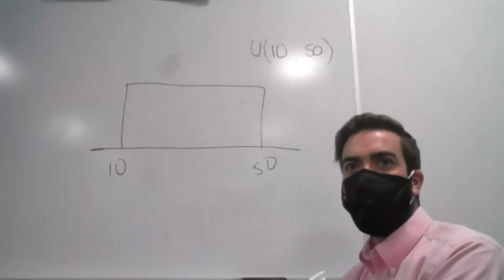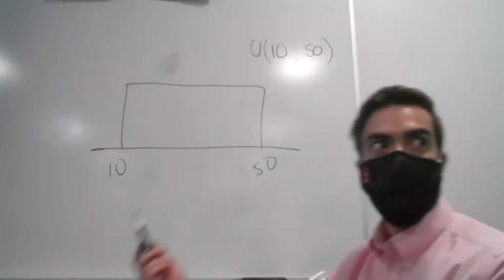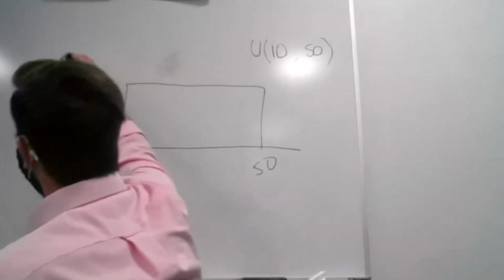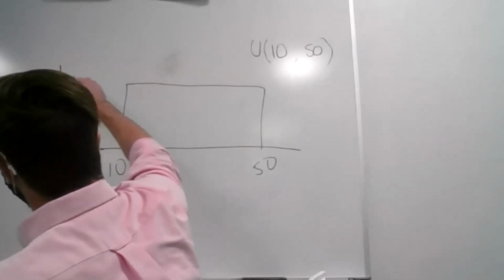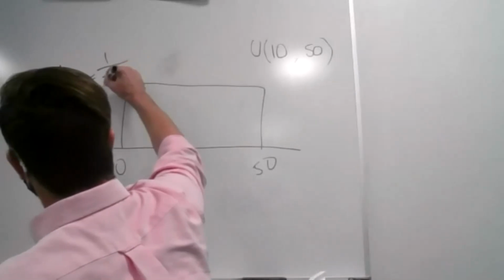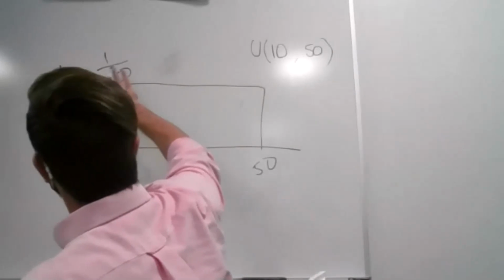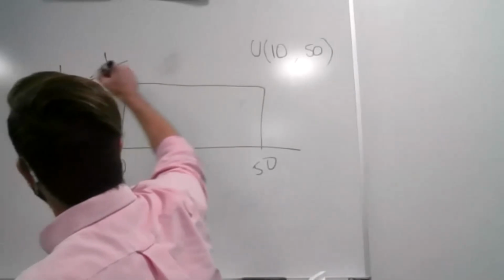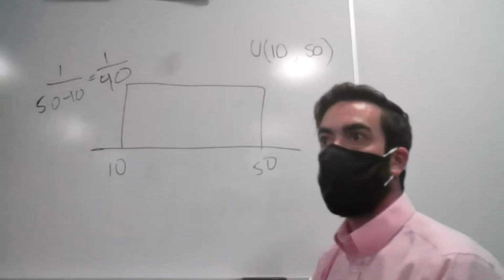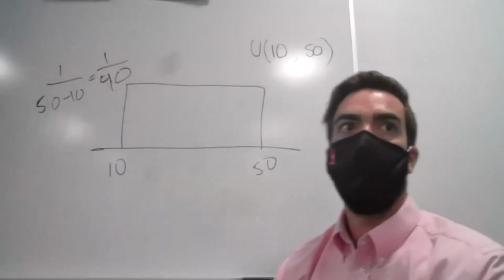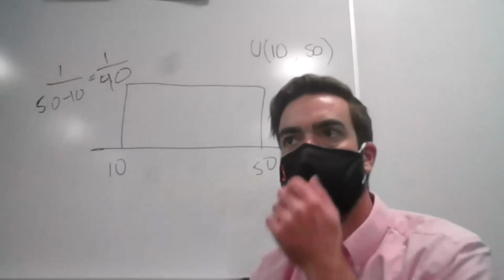How do we find the height? I said it was 1 over max minus the min, right? So 1 over, oh, not 40. I was thinking ahead. 50 minus 10, right? Maximum minus the minimum, or 1 over 40 will be my height.